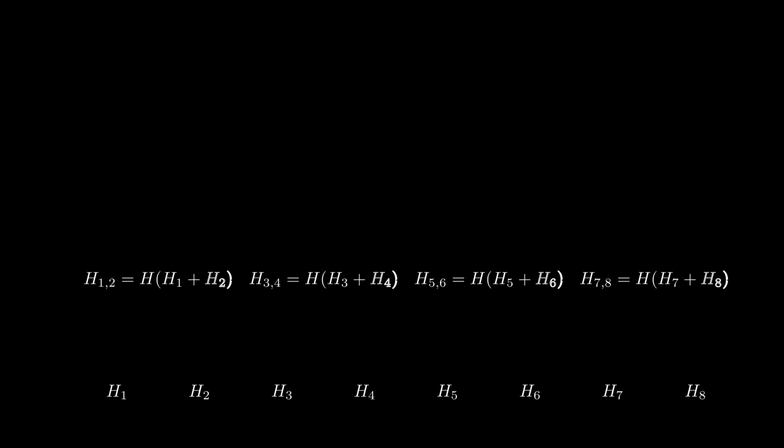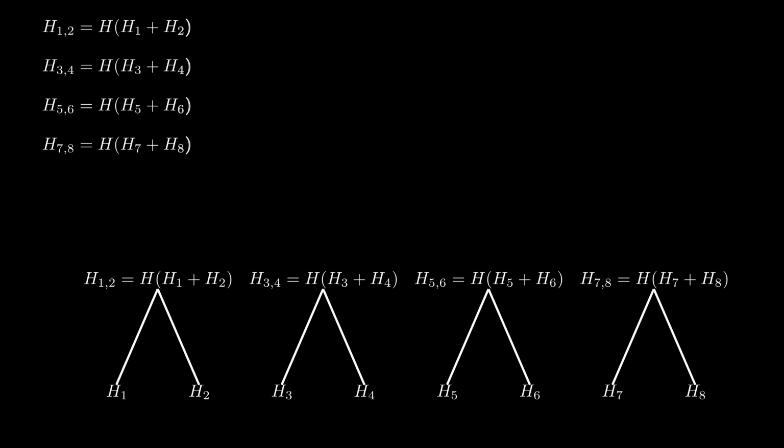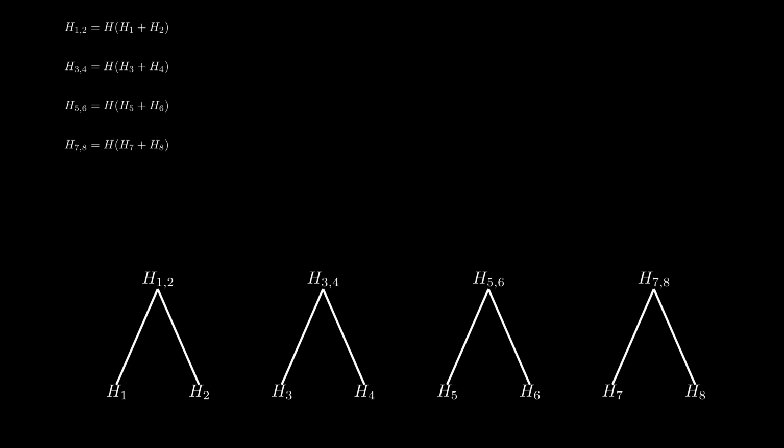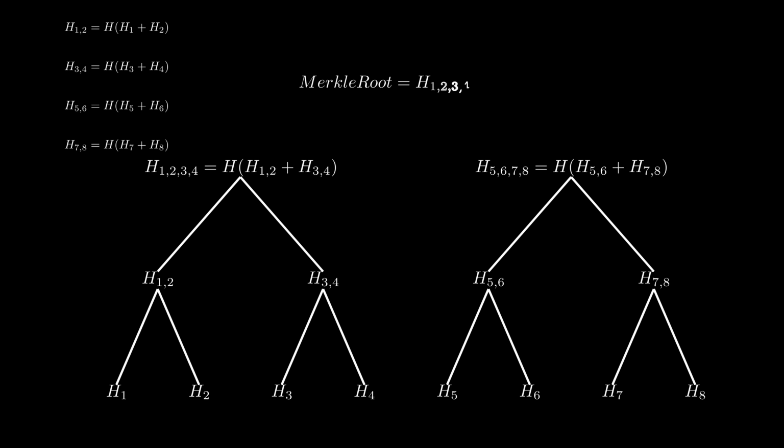Then we take pairs of those hashes, stick them together, and hash them again. That gives us a new set of nodes, one level higher. We repeat the process layer by layer: pair, combine, hash again. Eventually, at the very top, there's only one hash left. That's the Merkle root, a single fingerprint that uniquely represents every single transaction in that block.